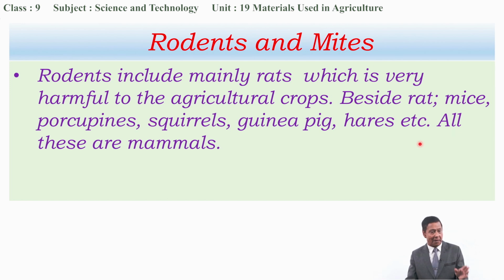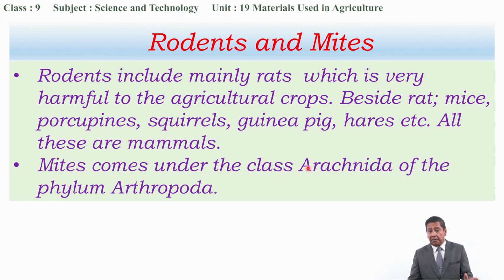Besides rat, there are mice, porcupines (dumsi), squirrel (loharki), guinea pig, hare (this is rabbit), etc. All these are actually mammals. And we have a little confusion, that's why I want to highlight this. We have to control rodents also.